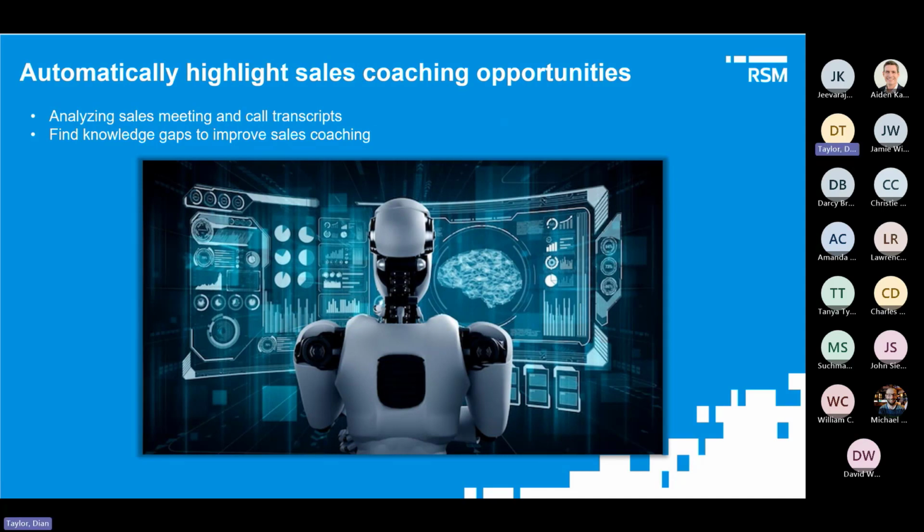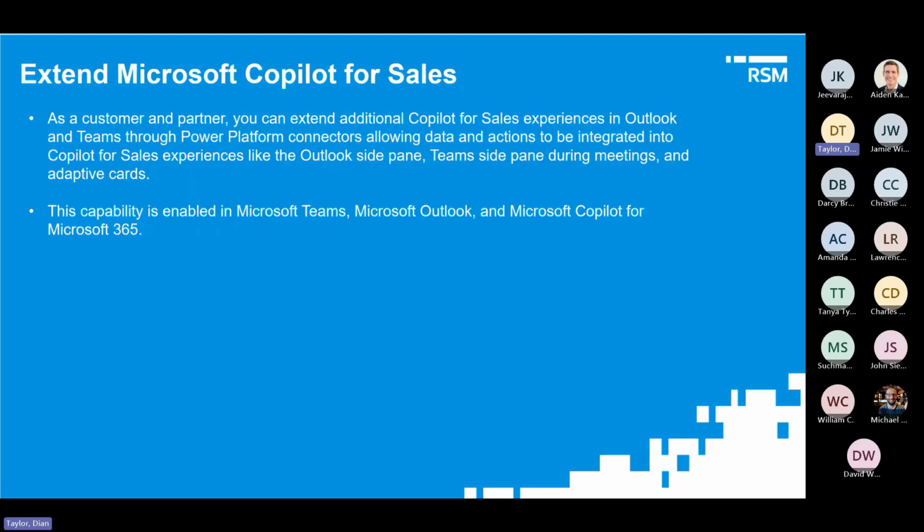And this feature, automatically highlight sales coaching opportunities. This uses Copilot for Sales to analyze transcripts of calls and meetings between sellers and customers. By using this feature, Copilot for Sales will be able to track knowledge gaps to improve sales coaching and then obviously improve the effectiveness of managers. So I think this one could be very interesting as well. I'm just wondering, where is that going to be stored? Where are we going to see, right, those coaching opportunities? I don't know. We're going to have to wait and see until this becomes available for us.